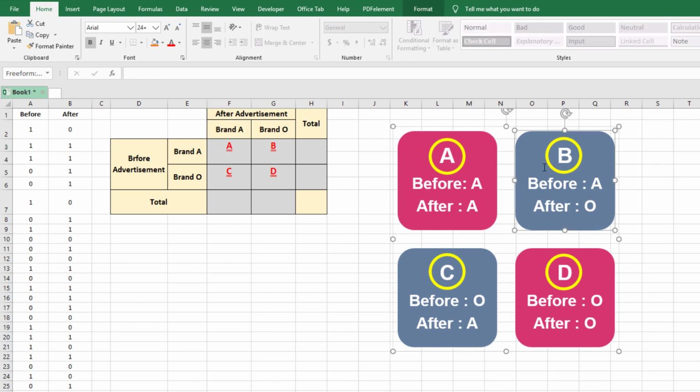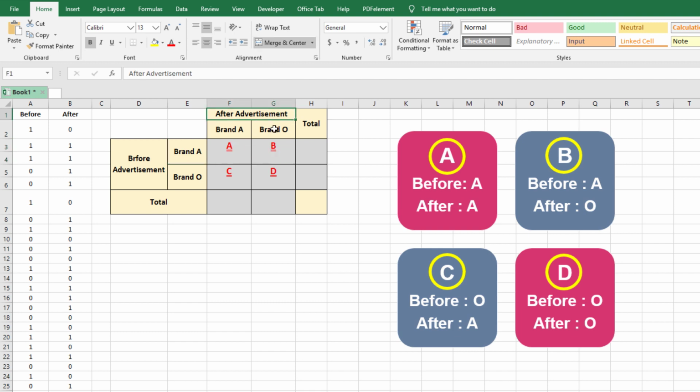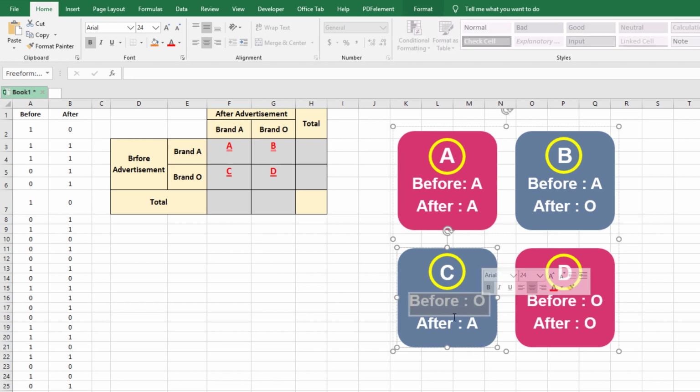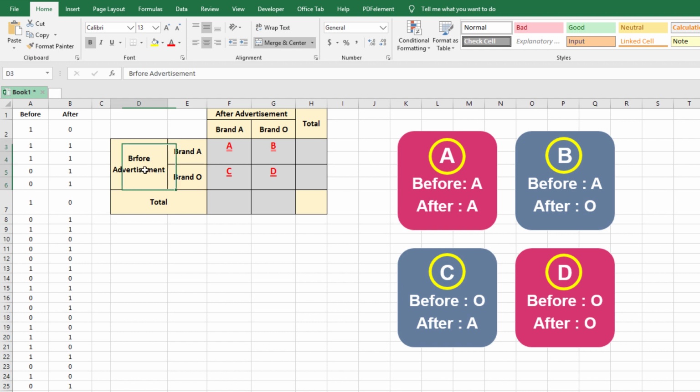Then the B column: before A, after other. Look, before brand A, after other brand. We count the customers in this category here. This column represents before other brand, but after shifting to our brand. So before the advertisement, other brand, but after the advertisement, brand A. We are counting the customers under this category.